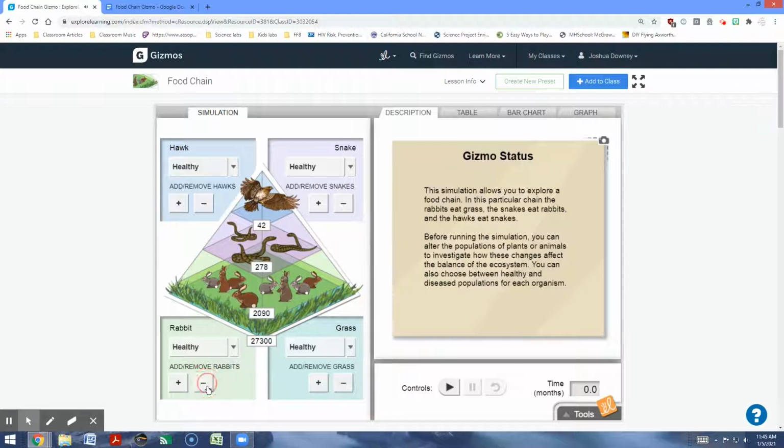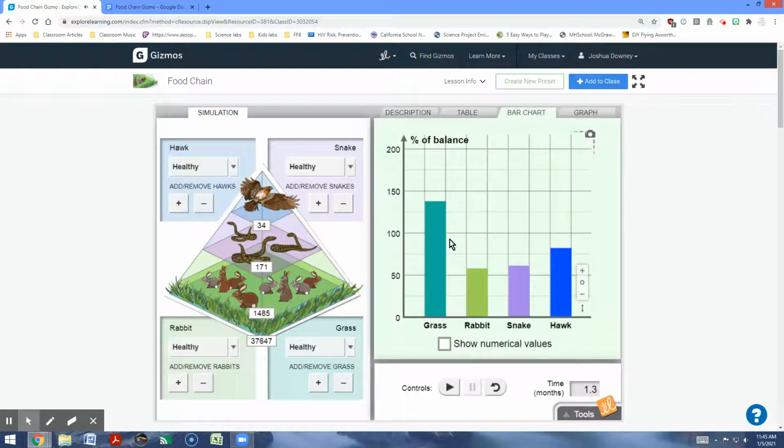So 2,500, 1,200 something, 1,251. That looks good. We'll do the same thing. Let it go about a month. All right, now we check it.